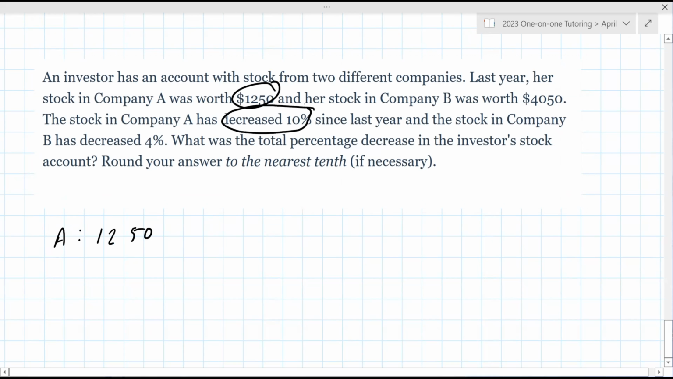So rather than figuring out what it went down by, you multiply by 0.9 to get the new value. Do you see that? If you multiply by 0.1, you get the decrease, but we don't care about the decrease. We care about what was remaining. You don't like that. Okay, let's do it that way. Let's multiply by 0.1. So the decrease is 125.